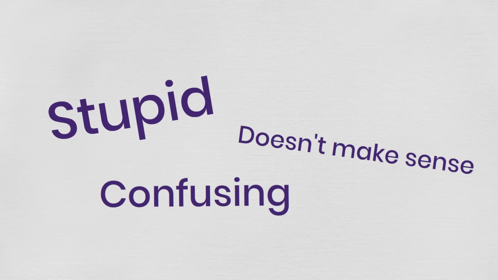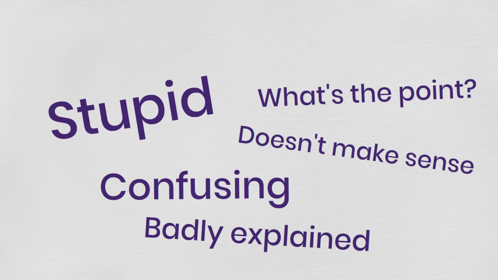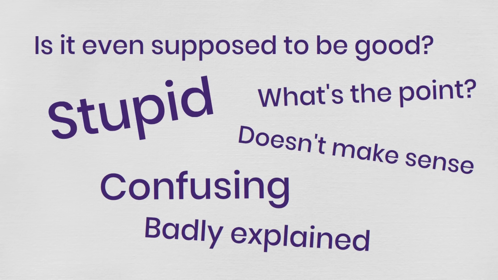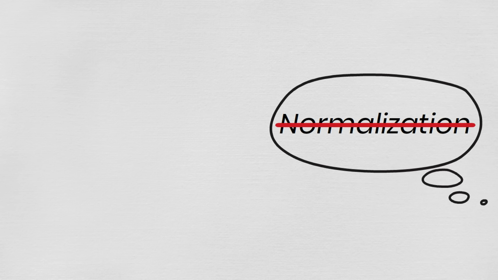You say to yourself, normalization is stupid. It doesn't make any sense. It's confusing. Nobody seems to be able to explain it properly. It's not clear what the point of it is. People can't even seem to agree whether it's good or bad. One moment you'll hear that good design is about putting your tables in third normal form. The next moment you'll hear that good design is about avoiding third normal form. And from then on, you just put normalization out of your mind.